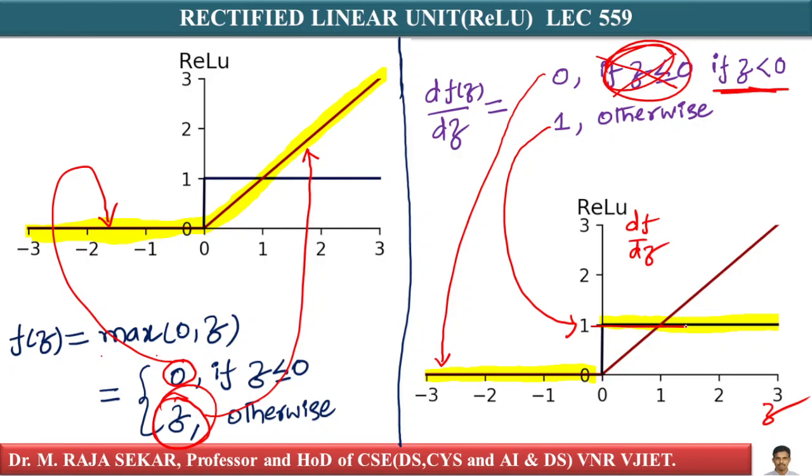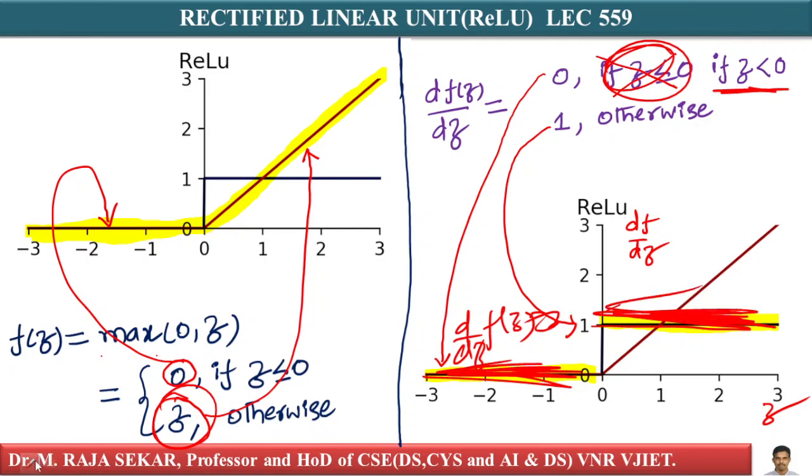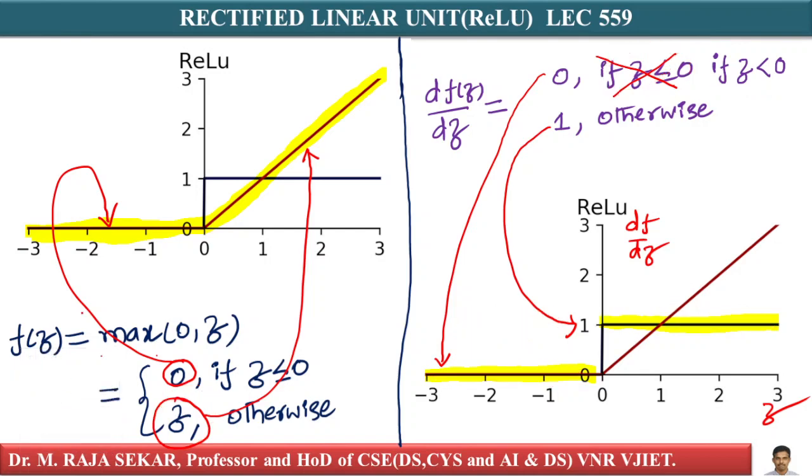What is this one? This is d by dz of f of z for z greater than 0, which is 1. If z is less than 0, then d by dz of f of z equals 0. For z less than 0, your derivative is 0. For z greater than 0, your derivative is 1. This we already discussed in our previous lecture, isn't it?